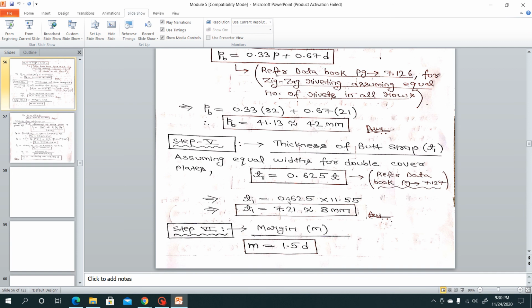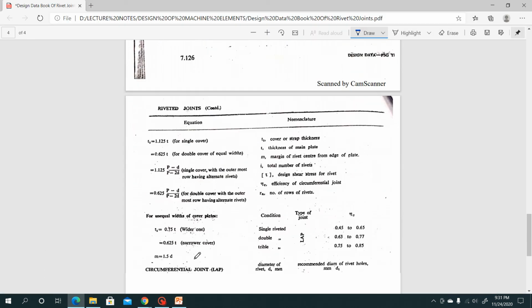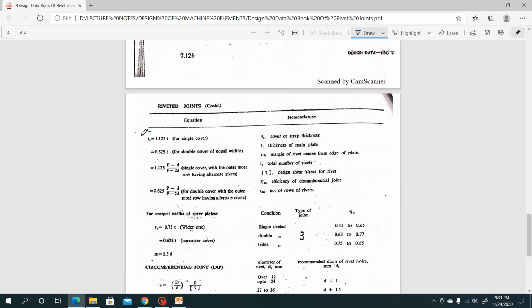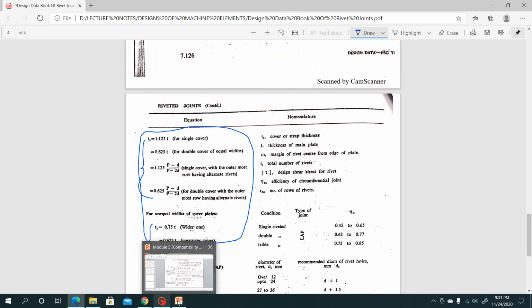The next step, the fifth step, is the thickness of the butt strap. The thickness of the strap or cover plate we have to determine in the given problem. For that again I have to go back to the data book, page number 7.127. This is the table from where we can get the value of cover plate thickness or strap thickness. Two conditions are available: one when the widths are equal, with these valid equations, and the other when the widths are unequal. If you read the problem, let us see which condition is given.